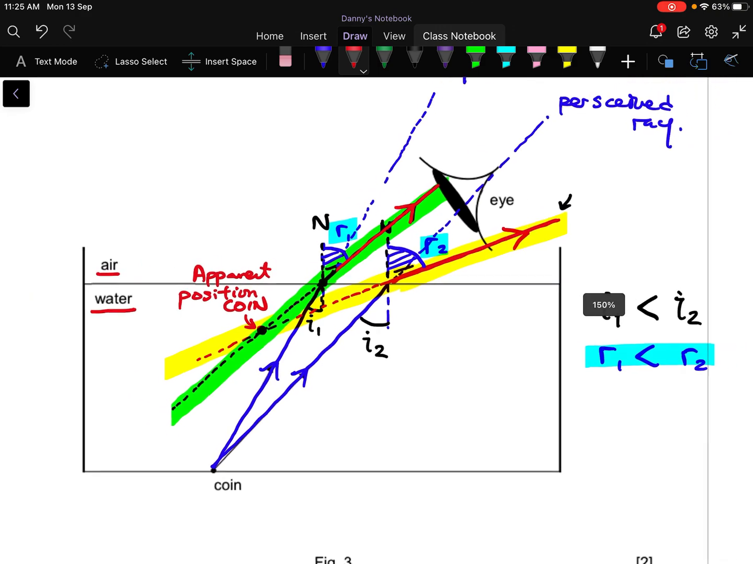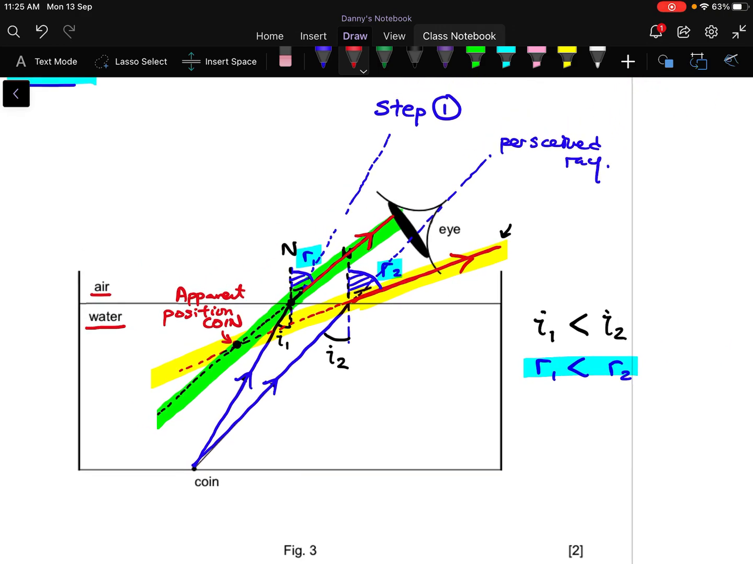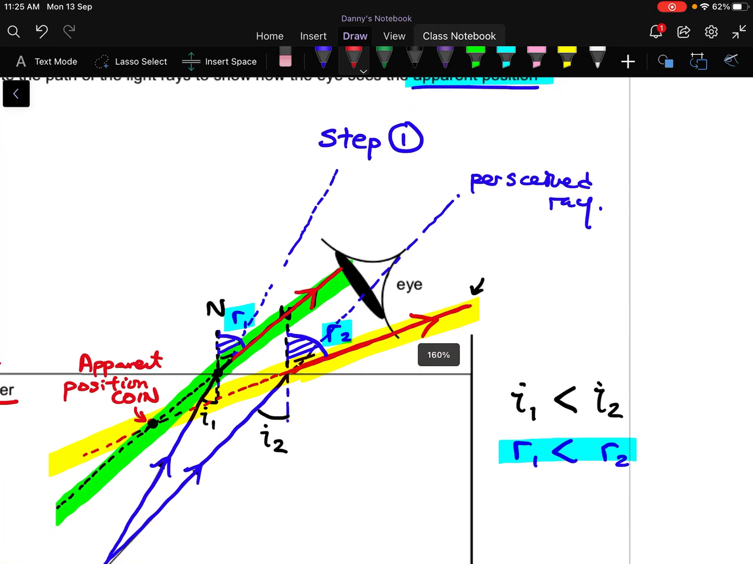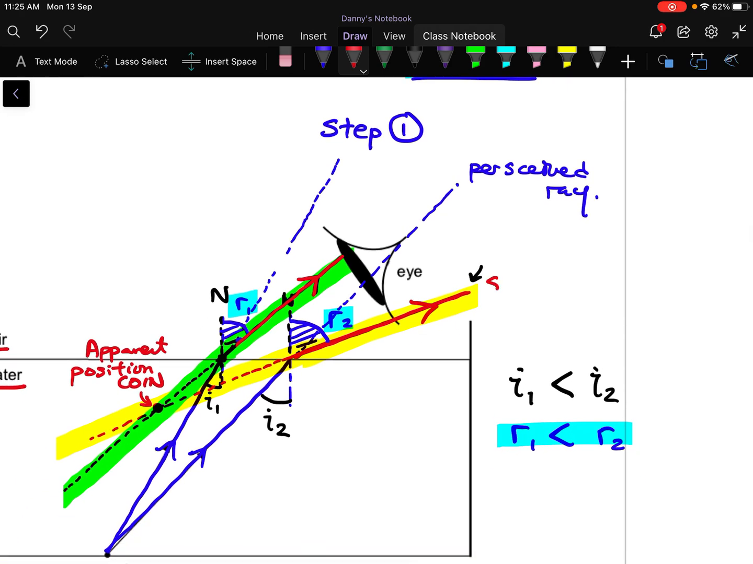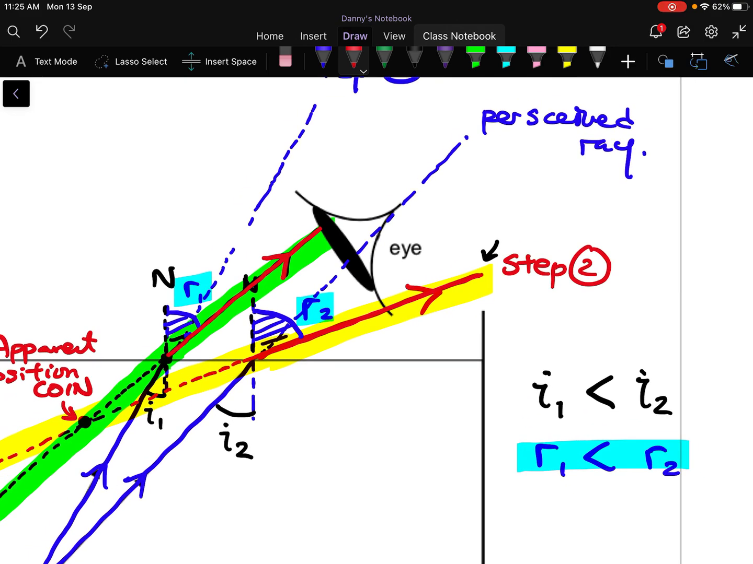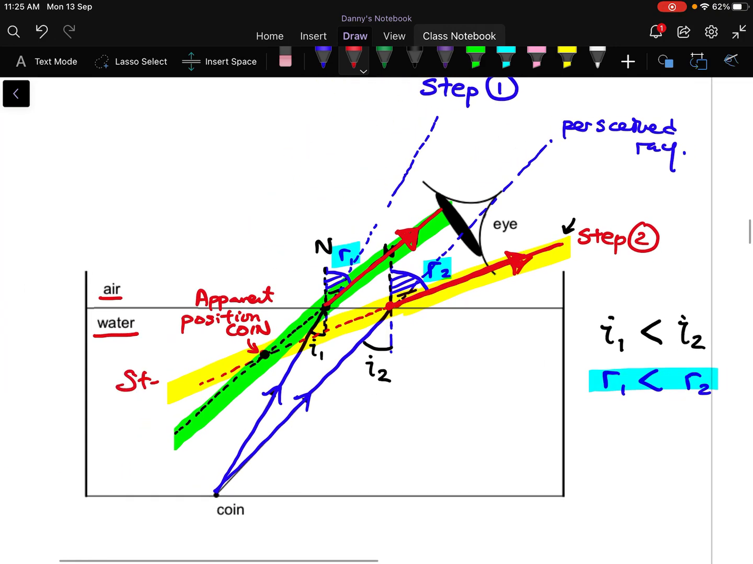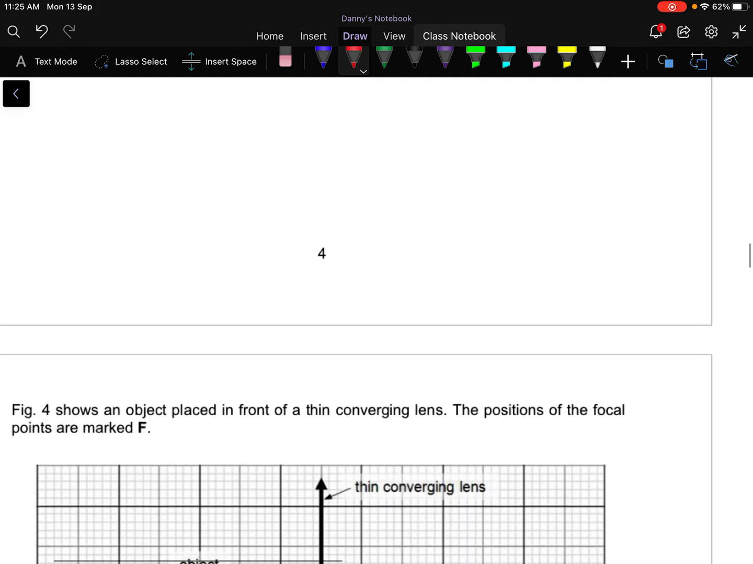If you are having trouble understanding this, like I said, please WhatsApp me and I can help you. So to recap, step number 1, draw the perceived ray. Step number 2, draw the refracted ray, from here to here, from here to here. Then step number 3, you extend the refracted ray into the water.